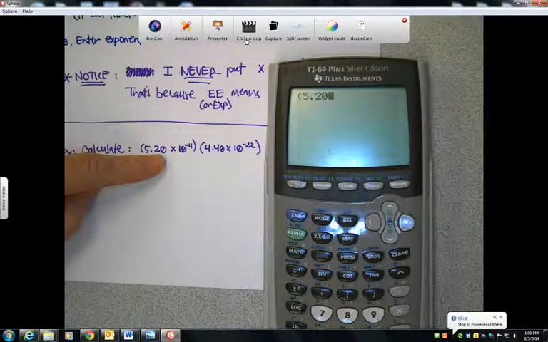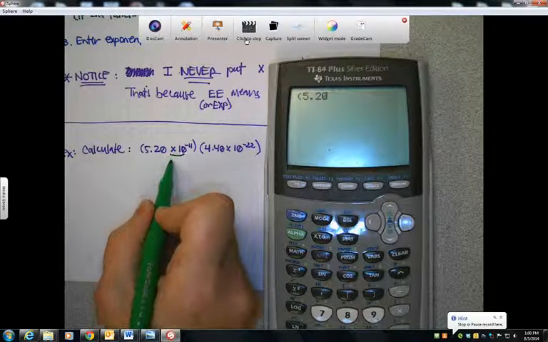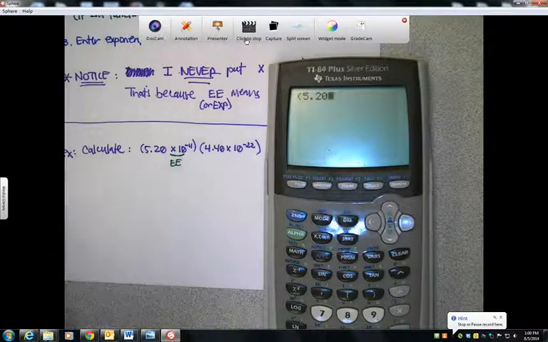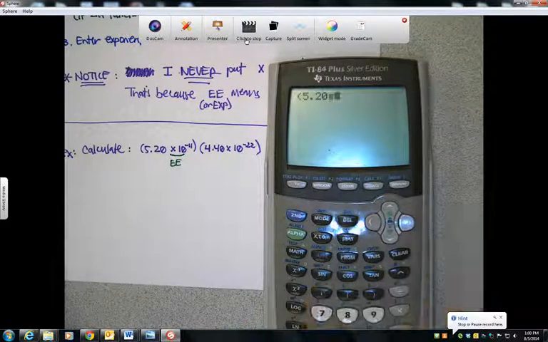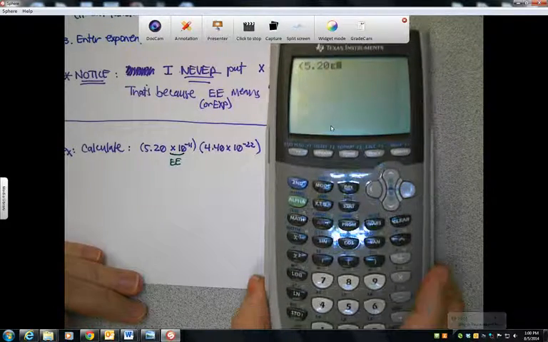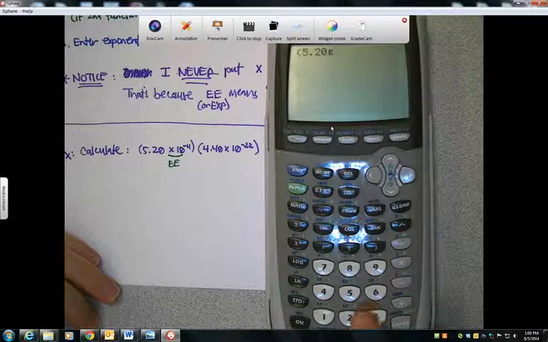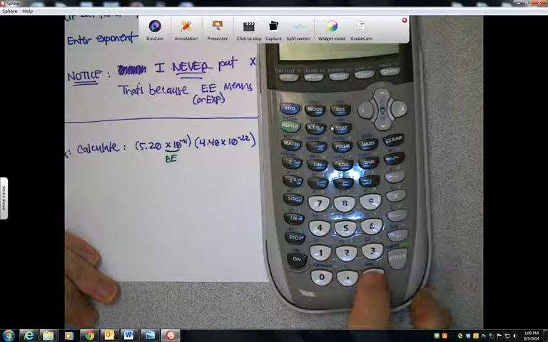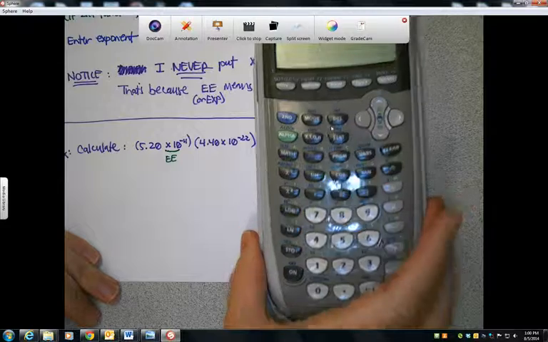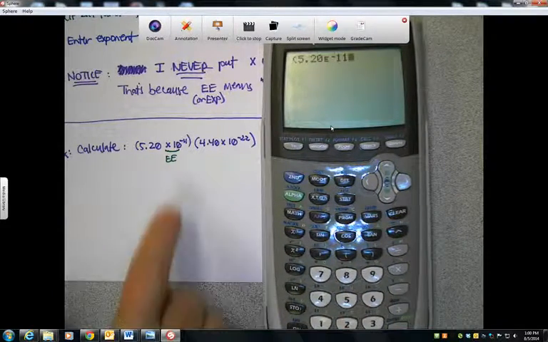And then remember the times 10, that is actually my EE button. So I'm going to hit second function, EE, and then I'll enter my exponent. Here, let me move my calculator up so you can see how I'm doing that. I'm going to use the negative button here at the bottom. Negative. I'll move it down again. Sorry that you can't see that. 11.